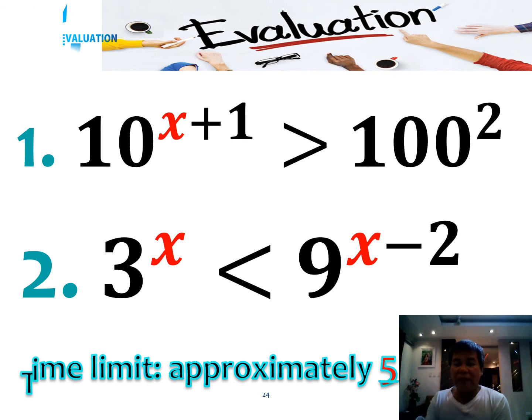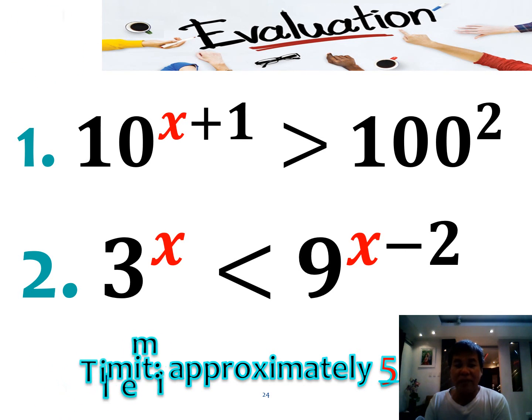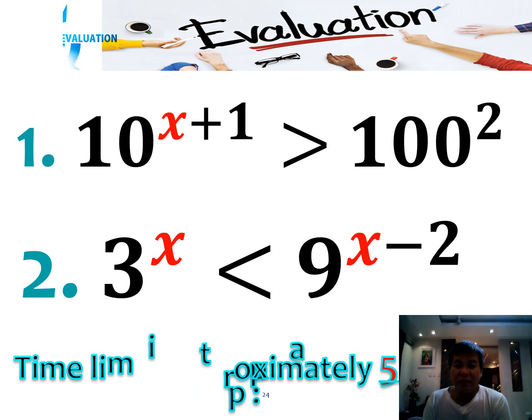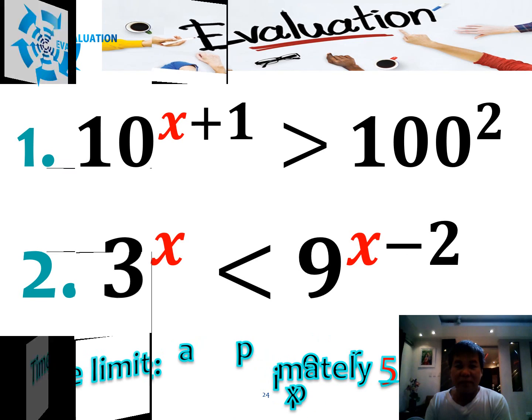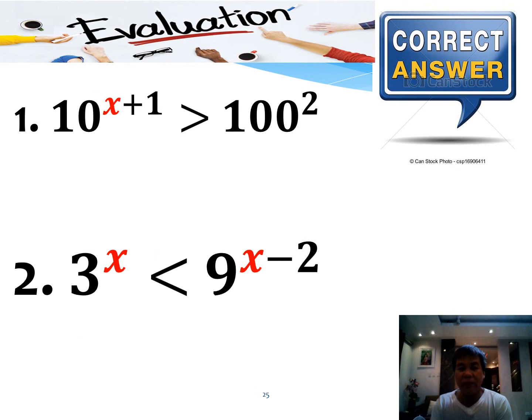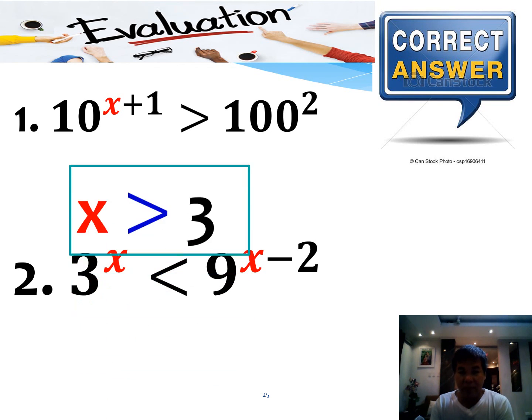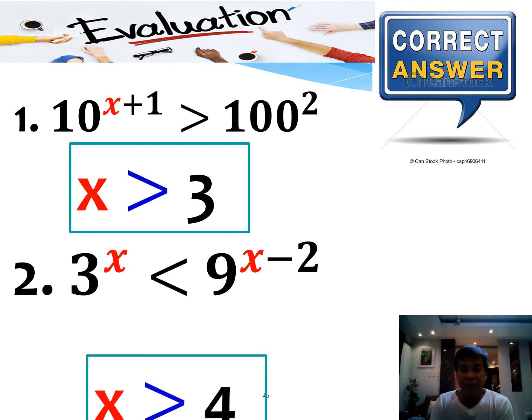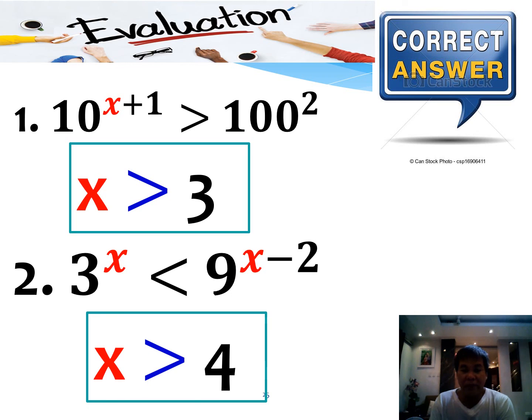Okay, time's up. So we have to answer the problems that had been solved. So answer number 1. To check the answers, your solutions: 5 points for number 1 and 5 points for number 2. So a total of 10 points. The answer for number 1, x is greater than 3. For number 2, x greater than 4.